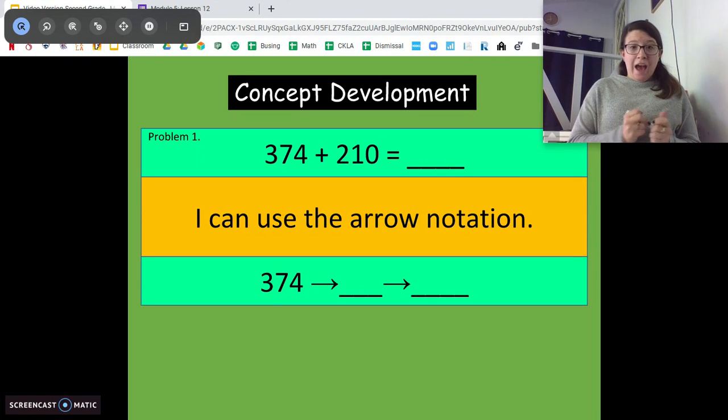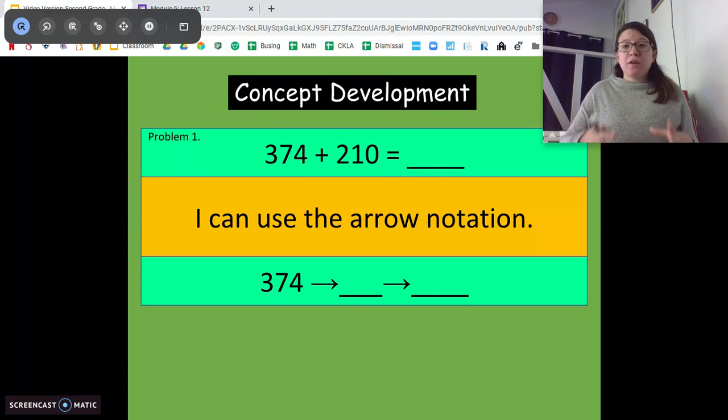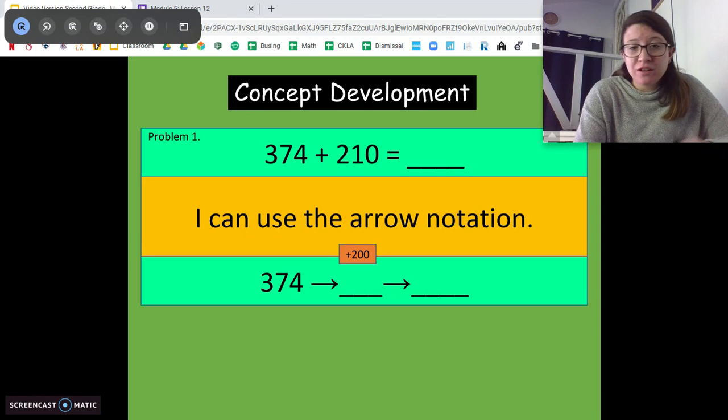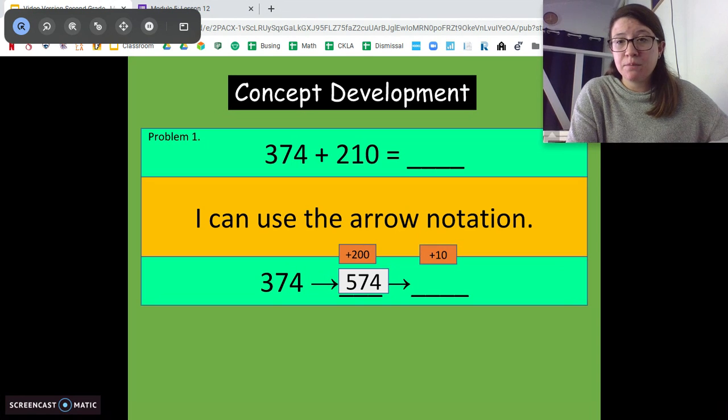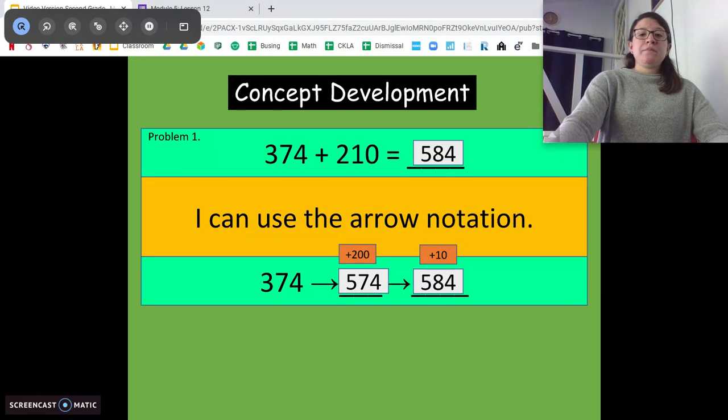Another way to do it is the arrow way. When we do the arrow way, there's a couple different ways to do it, but we're breaking down the number and adding chunks at a time. So we're going to add that 200 first, right? Just like we did in the mental math. We get 574, and then we still have the 10 more, 584. Same answer, just a different way.